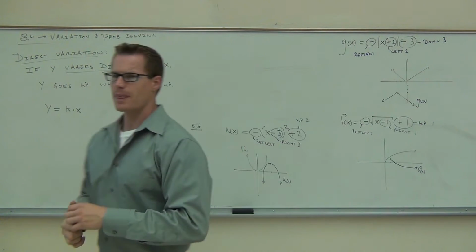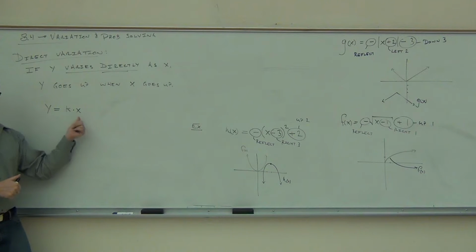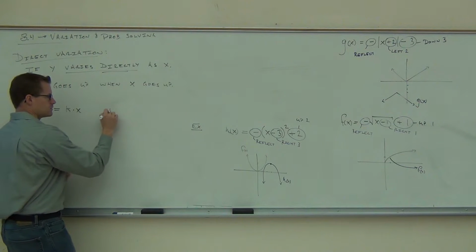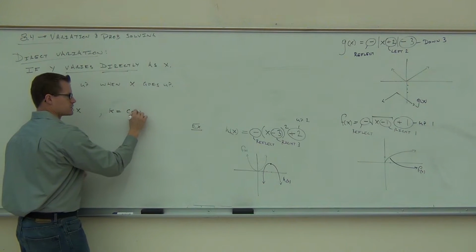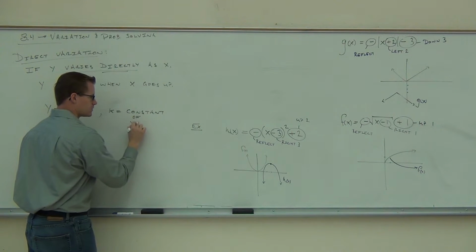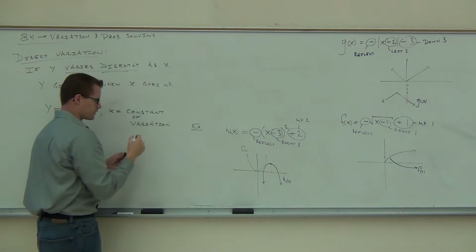I want you to look at this. If you're multiplying something, won't this go up as this goes up? Say k is a constant. Okay, k doesn't change. So k is a constant. It's called the constant of variation. And we'll be finding k in all of our problems.